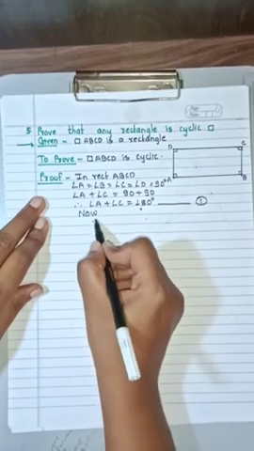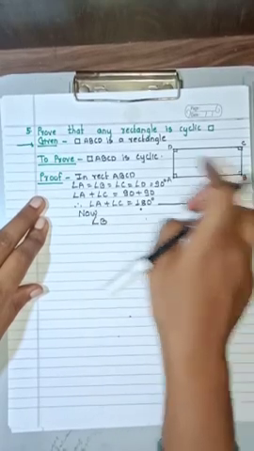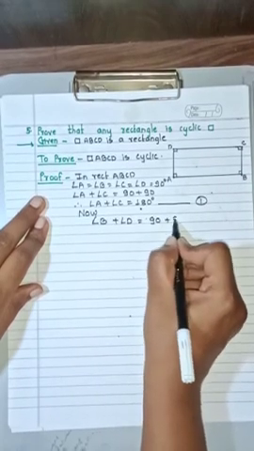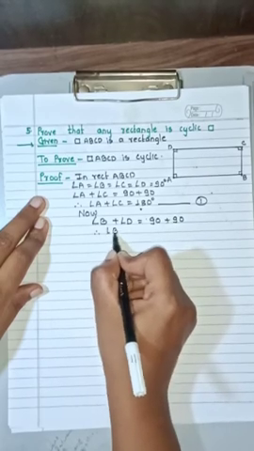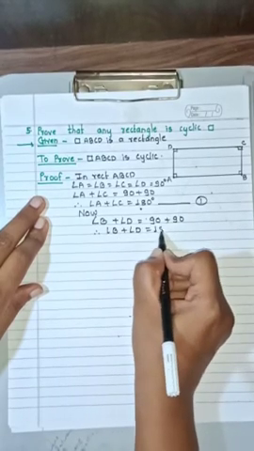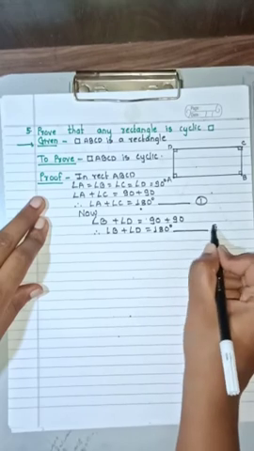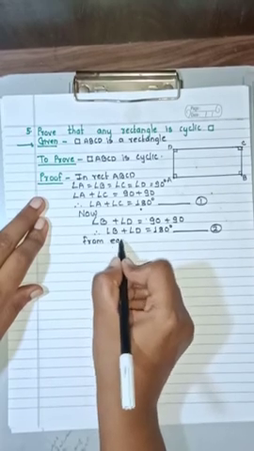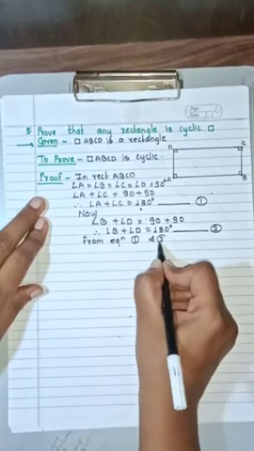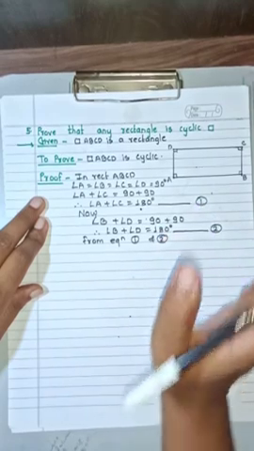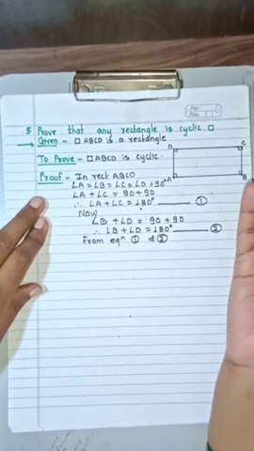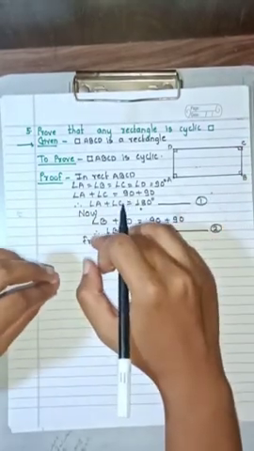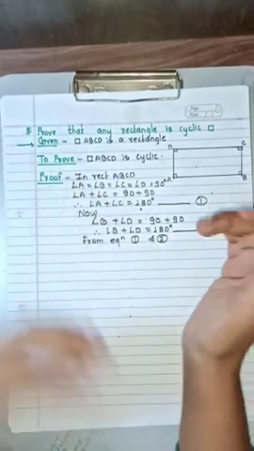Now angle B and angle D, these are opposite angles. Angle B plus angle D is equal to 90 plus 90. Therefore angle B plus angle D is also 180 degree. This is your equation 2. And from equation 1 and 2, you very well know that the opposite angles of rectangle are supplementary. And you very well know that when a quadrilateral is cyclic, its opposite angles are supplementary.